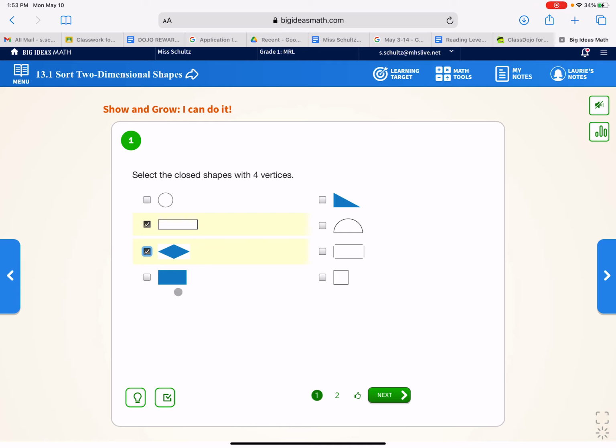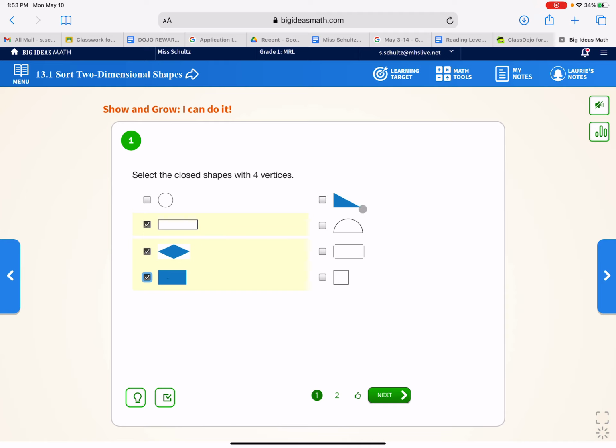And then if we go down below, we see it's also a rectangle. And there's not any open areas, so it is indeed closed. And there's 1, 2, 3, 4 sharp edges or 4 vertices. So this one also meets the criteria. And we go on to the next shape.